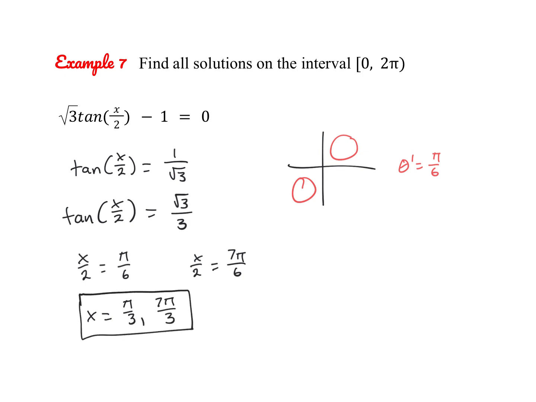So again, if you have additional operations within your trig function, you could still solve by isolating and then kind of deal with those extra operations at the end, and you'll still end up with correct answers.